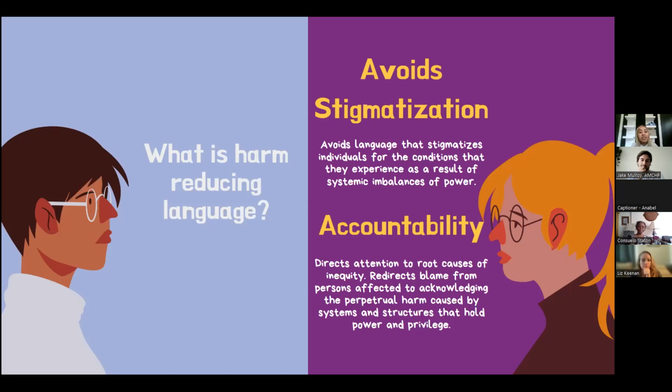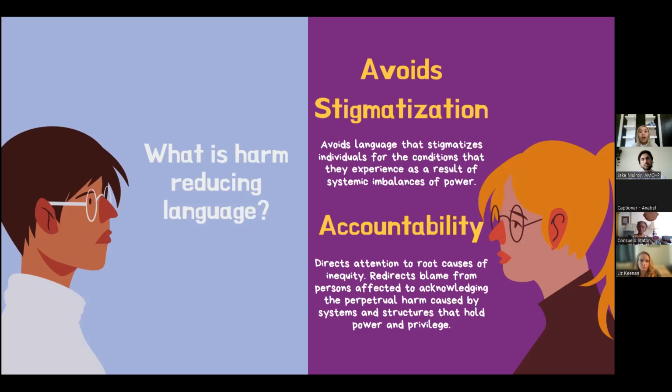But I think we'll just dive right in and take the time to describe what our perceptions are from AMCHP's side of why harm reducing language is so important. At its core, there are 2 main things that we're trying to do when we're using a different approach or harm reducing language. And that is really to avoid language that stigmatizes individuals for their conditions that they experience as a result of systemic imbalances of power.